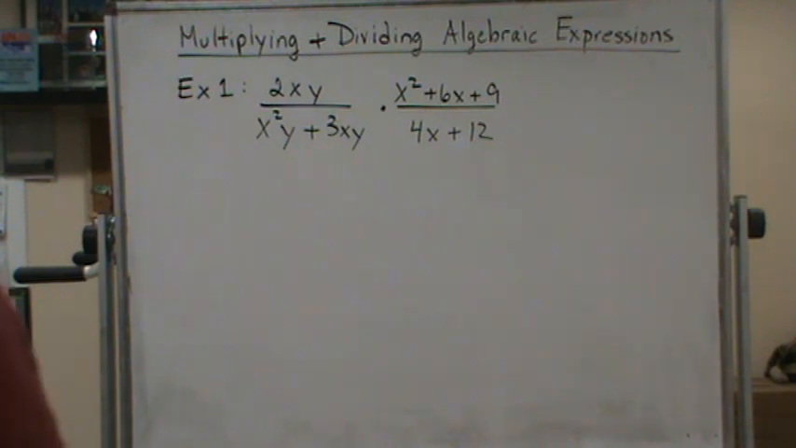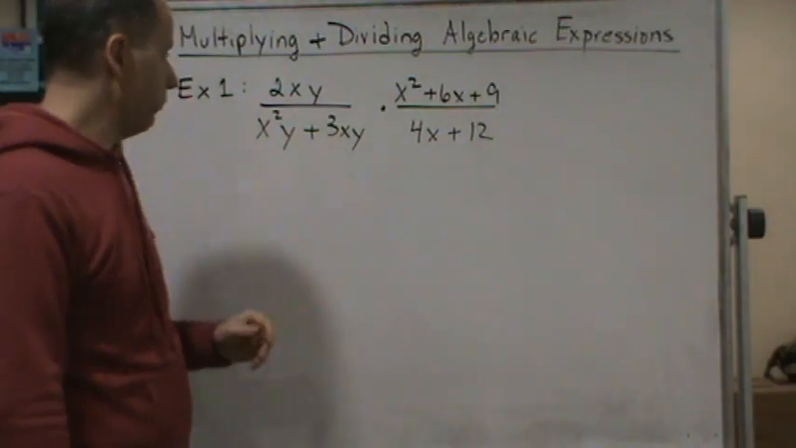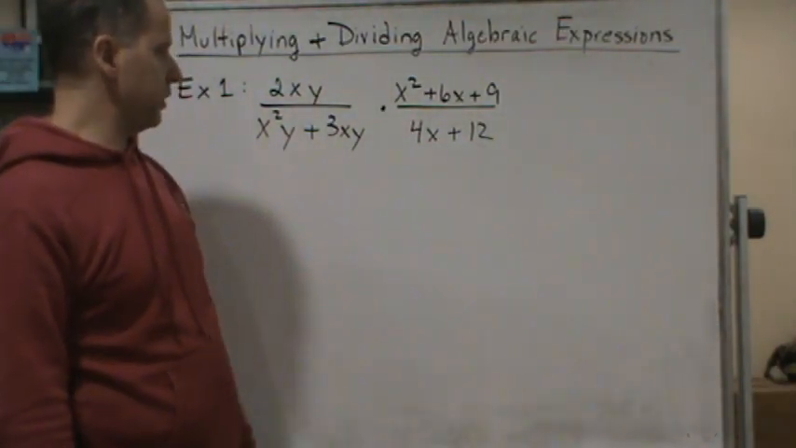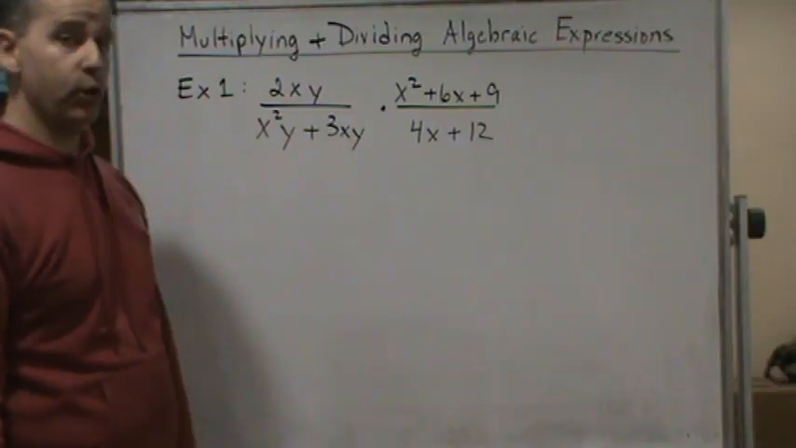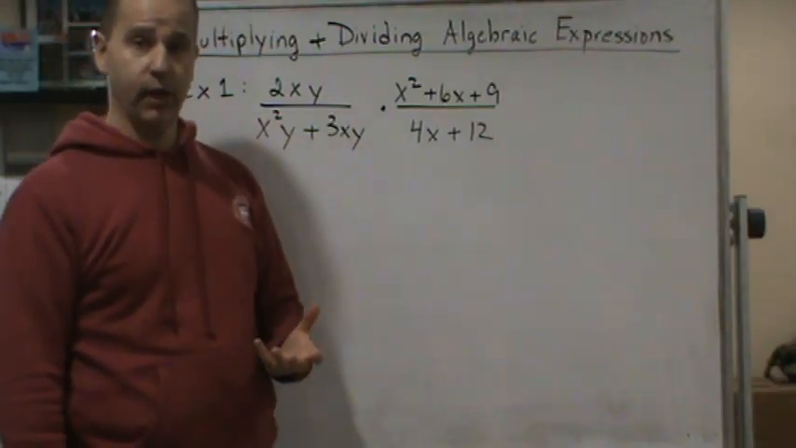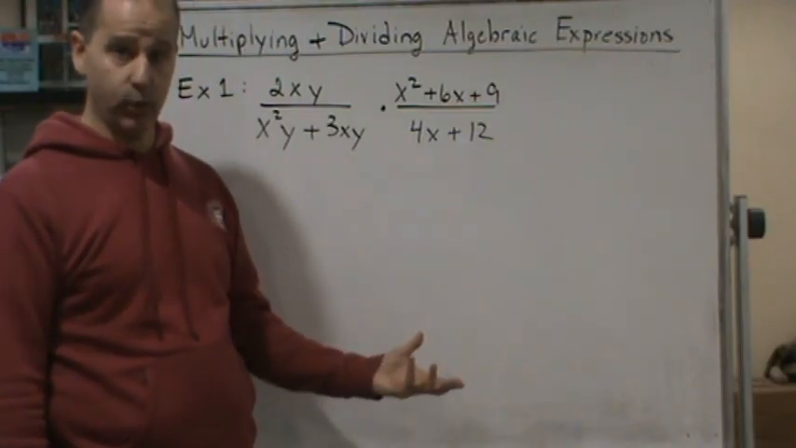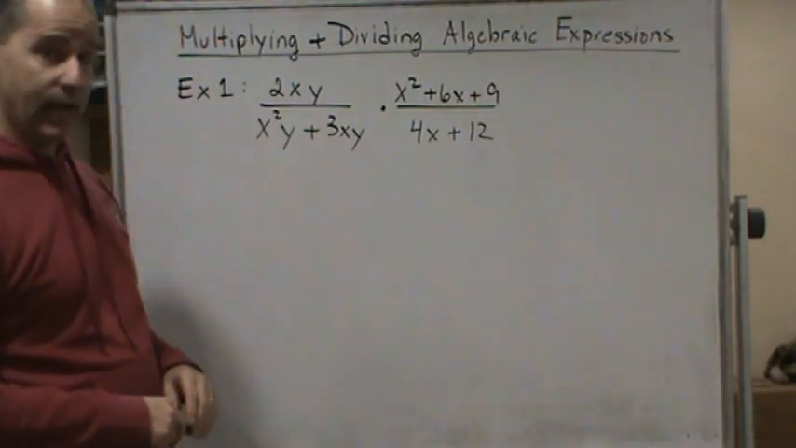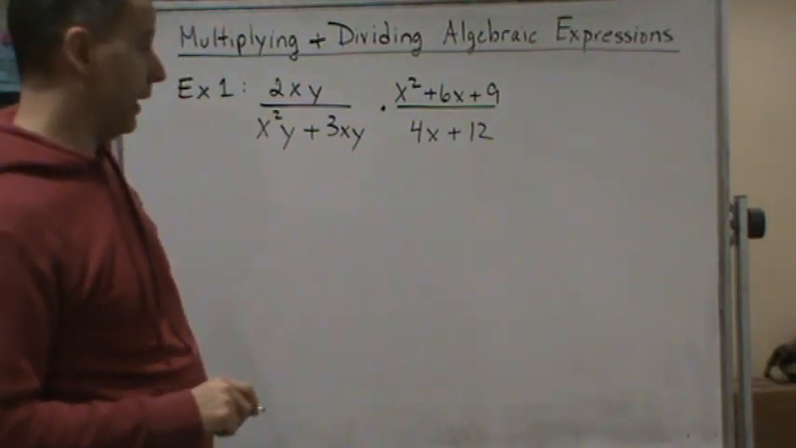All right, welcome back. Now we're going to do an example. In this case, we're multiplying two rational expressions. The first thing you want to do is factor, because we want to cancel. Remember, we want to cancel as much as possible. So if there are any common factors, we want to get rid of those in the numerator and the denominator.